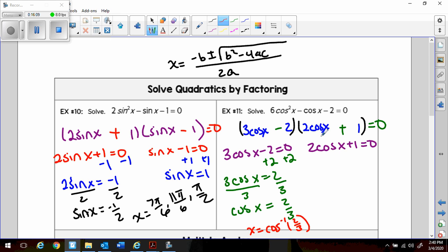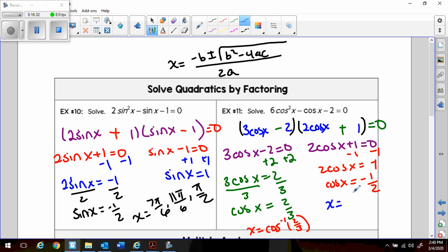This one is 2 cosine of x. I'm going to minus 1. I have 2 cosine of x equals negative 1. So I have cosine of x equals negative 1/2. And this one I do know because it's my 30, 60, 90 triangle. This one is 60 degrees. So this is when x equals 60, but it's negative.